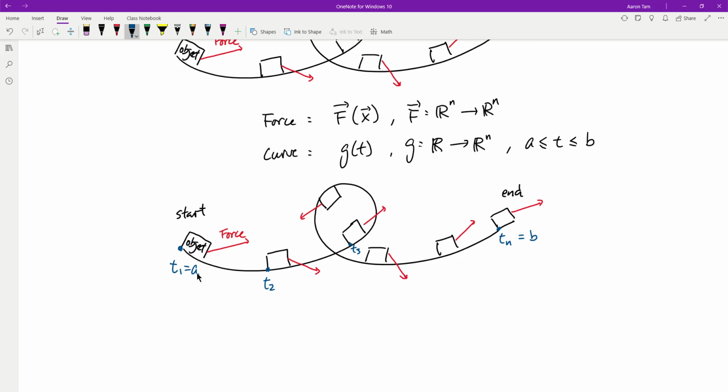And what if we pretend the following? We pretend that when it goes from t sub 1 to t sub 2, for instance, instead of going through this curve, I'm going to assume that it goes through it in a straight line.